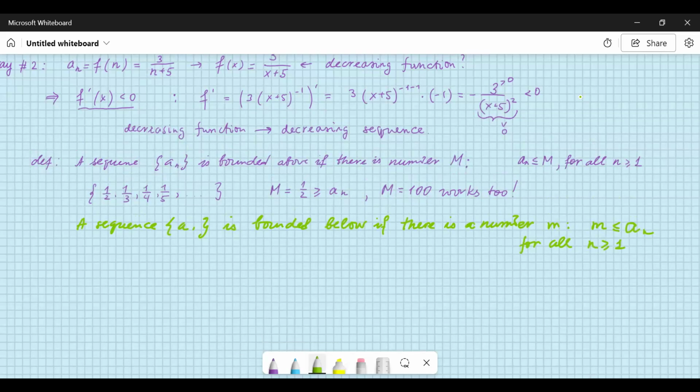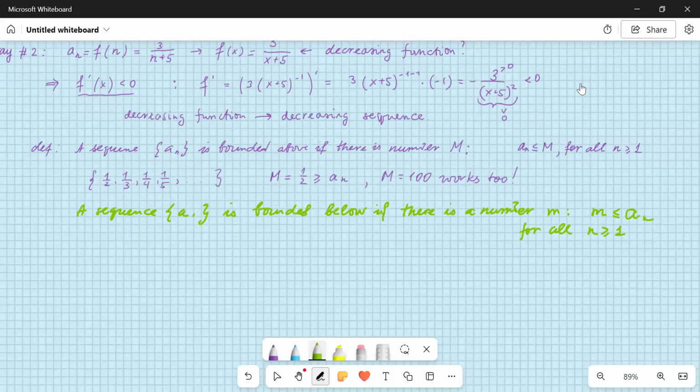Sorry, it's supposed to be here. So you see that a sequence can be bounded below and bounded above, which means that you have a greatest number and a smallest number. Over here, guys, I want to use the same sequence to consider the example of bounded.